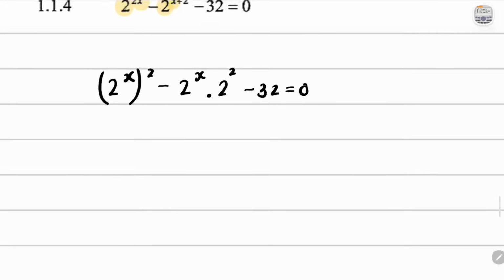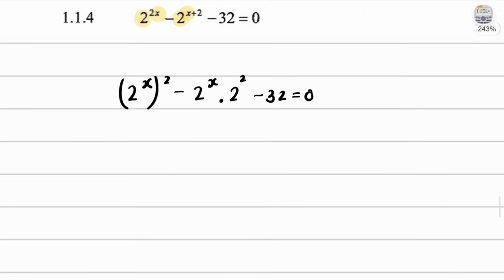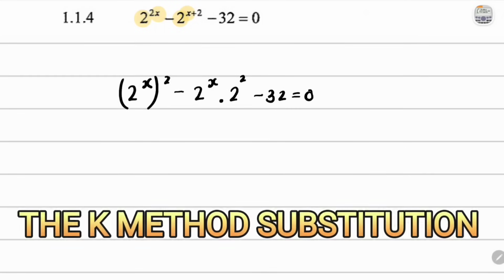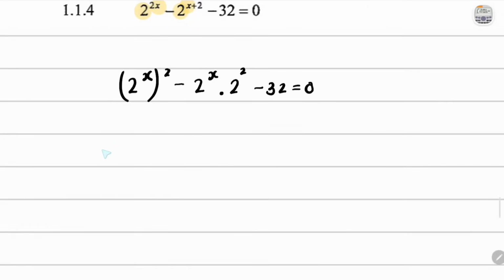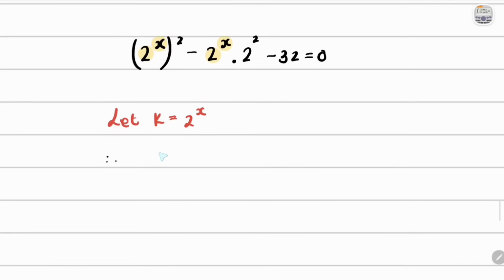And now we are going to use a method that makes this simpler to solve for. And that is called the K method. So with the K method, it really just says you need to let K be equal to whatever was repeated, which was the 2 to the power of x, which we can see repeating there. So we say let K be equal to 2 to the power of x. So this means that our equation is now that would be replaced with K, so K squared minus, and then that would be replaced with K.